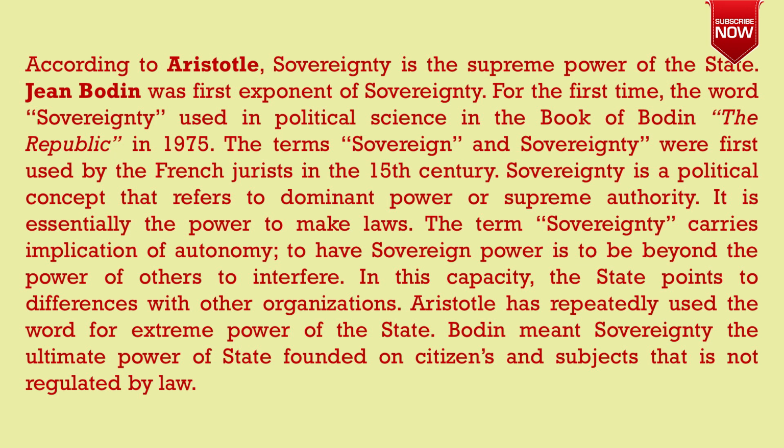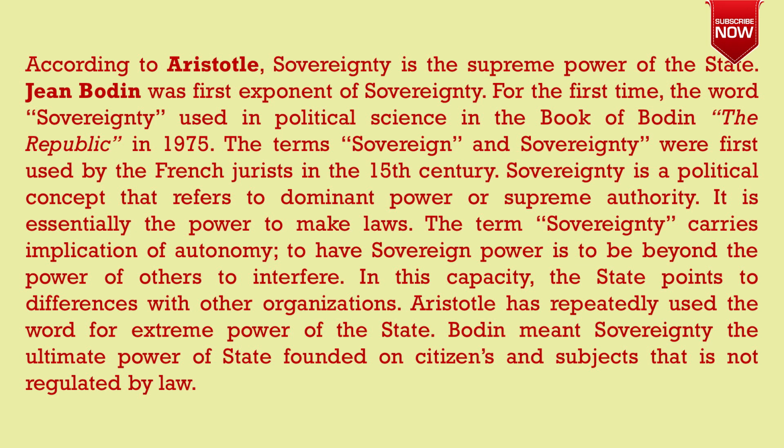G. Bodin was the first exponent of sovereignty. For the first time, the word sovereignty was used in political science in the book of Bodin, The Republic, in 1576. The terms sovereign and sovereignty were first used by French jurists in the 15th century. Sovereignty is a political concept that refers to dominant power or supreme authority. It is essentially the power to make laws.